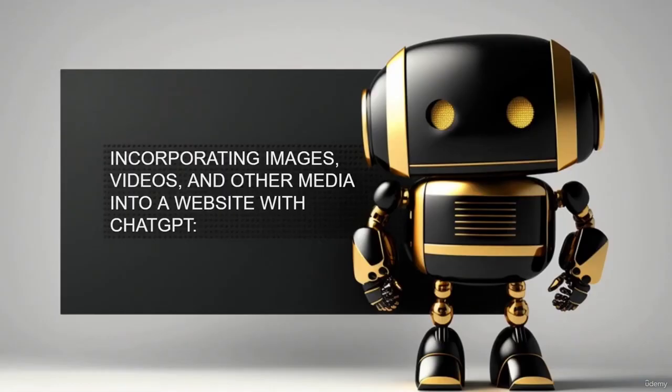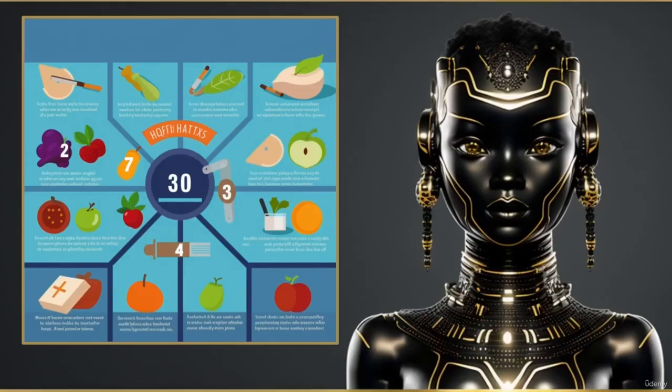Incorporating images, videos, and other media into a website with ChatGPT. Images, videos, and other media can help to make your website more engaging and memorable. Here are some tips for incorporating media into your website with ChatGPT. Use ChatGPT to create infographics and other visual content. Infographics can be a great way to convey information in a visually appealing way.